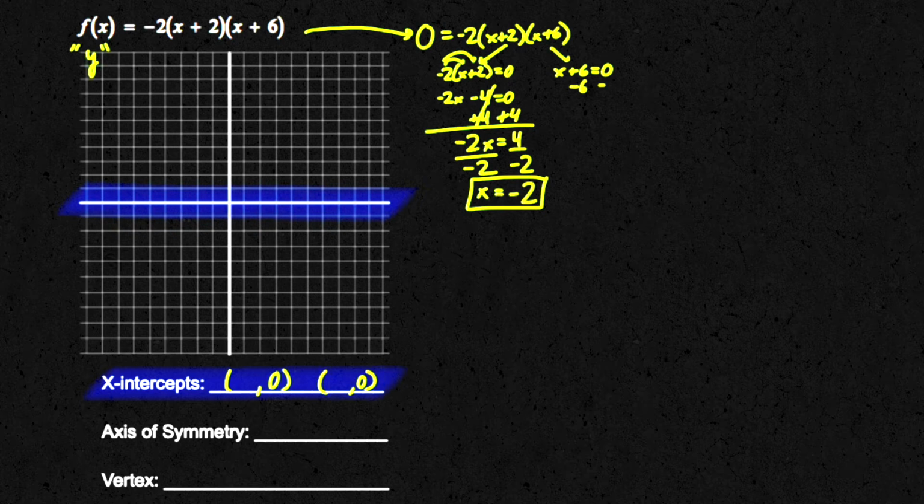This other one is way easier. We just subtract 6 from both sides, and we get x equals negative 6. So negative 2 comma 0 and negative 6 comma 0 are the two x-intercepts. So I'll plot those right here at negative 2 and then negative 6.